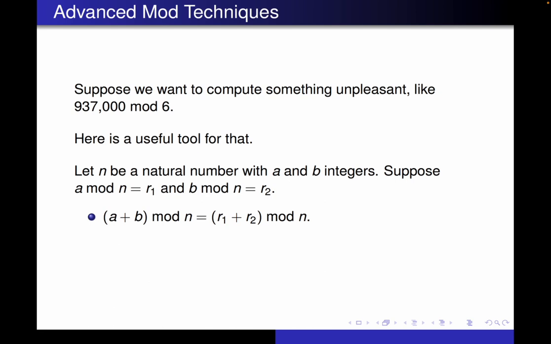Then when you add a plus b and take that number mod n, you get the exact same number as you get by taking r1 plus r2 and taking that mod n. Now you might actually get r1 plus r2, but in case r1 plus r2 goes above n, you have to reduce it mod n as well. And a similar thing works for multiplication. If you have a times b mod n, that is exactly the same as r1 times r2 mod n. First I'm going to give you an idea about why this is true, and then we're going to use it in that computation of 937,000 mod 6.